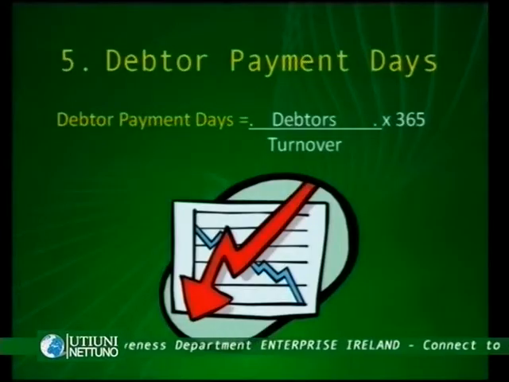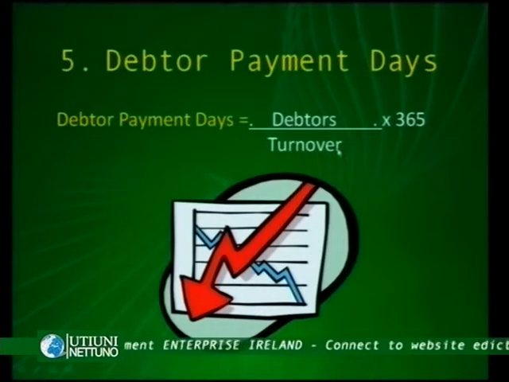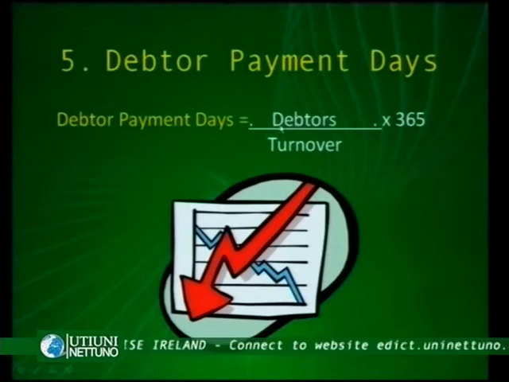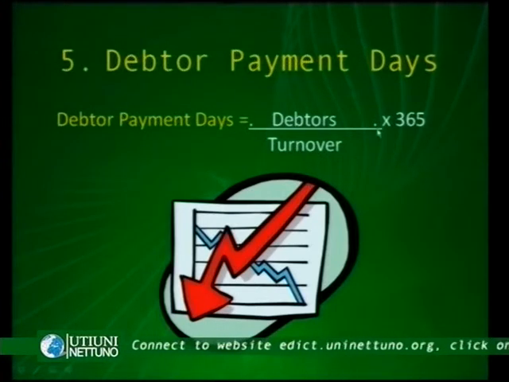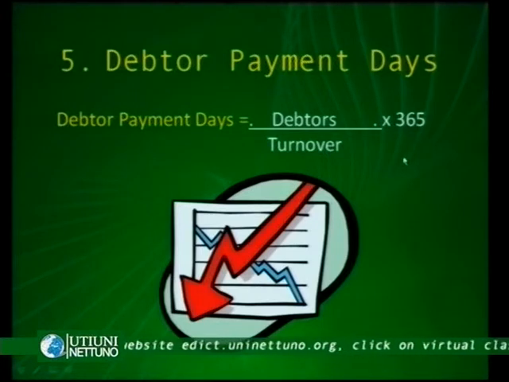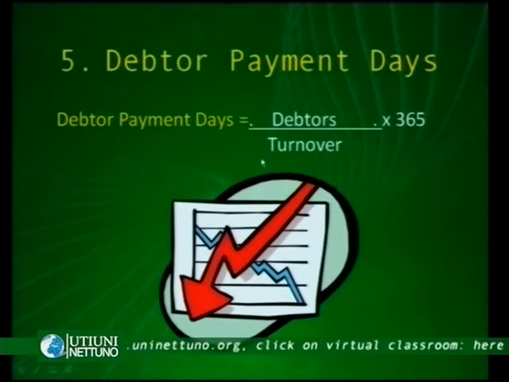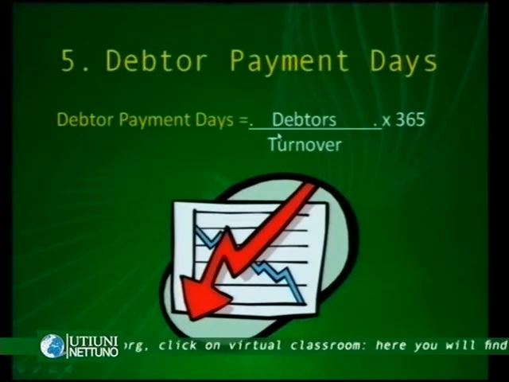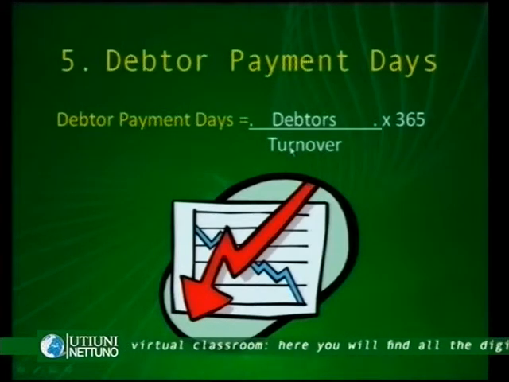Next we have debtor payment days. That looks at, as we can see here, debtors divided by turnover multiplied by 365 in order to give you the number of days that debtors are held. The important thing to remember with debtors is, depending on your year end, they may be particularly high. For example, if your year end was December, and if Christmas was an important season for you and you had lots of sales, you might have the sales, but you might not have the debtors in. So they would be artificially high.